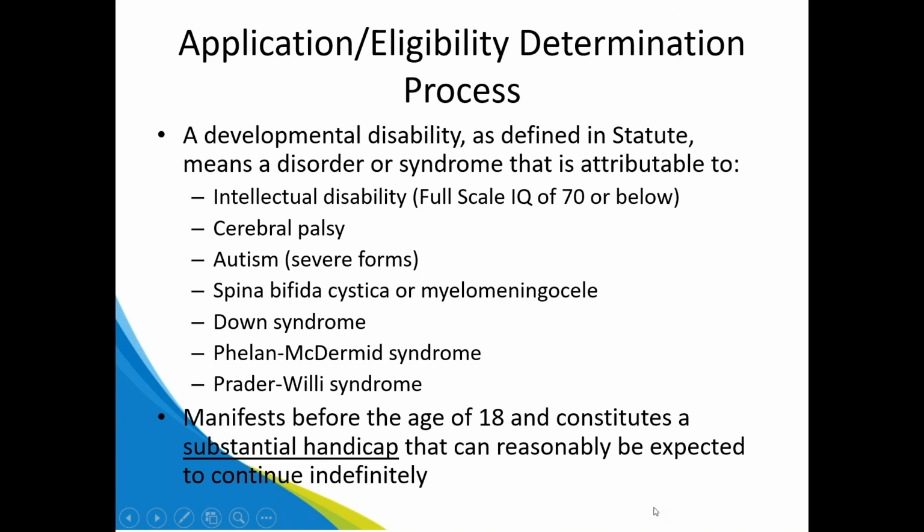A developmental disability, as defined in statute, means a disorder or syndrome that is attributable to intellectual disability with a full-scale IQ of 70 or below, cerebral palsy, severe forms of autism, spina bifida cystica or myelomeningocele, Down syndrome, Phelan-McDermid syndrome, Prader-Willi syndrome, and the disability must manifest before the age of 18 and must constitute a substantial handicap that can reasonably be expected to continue indefinitely.